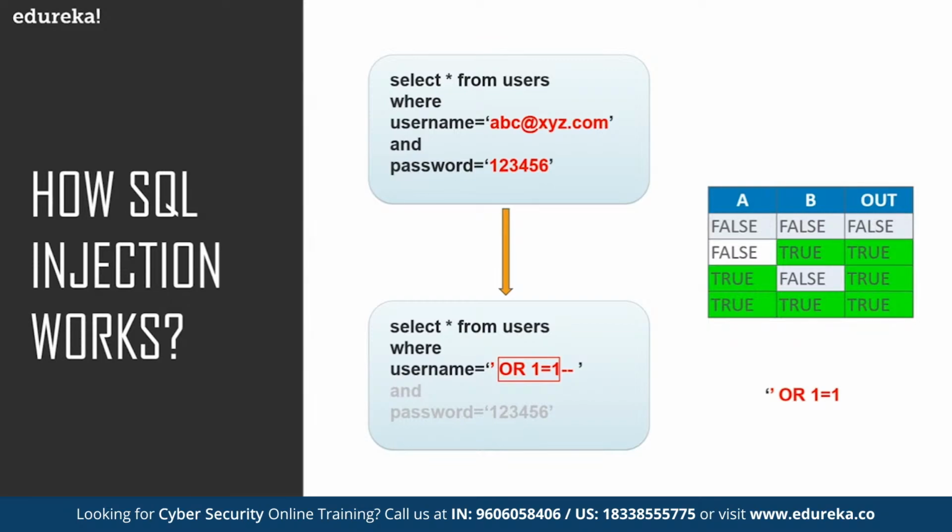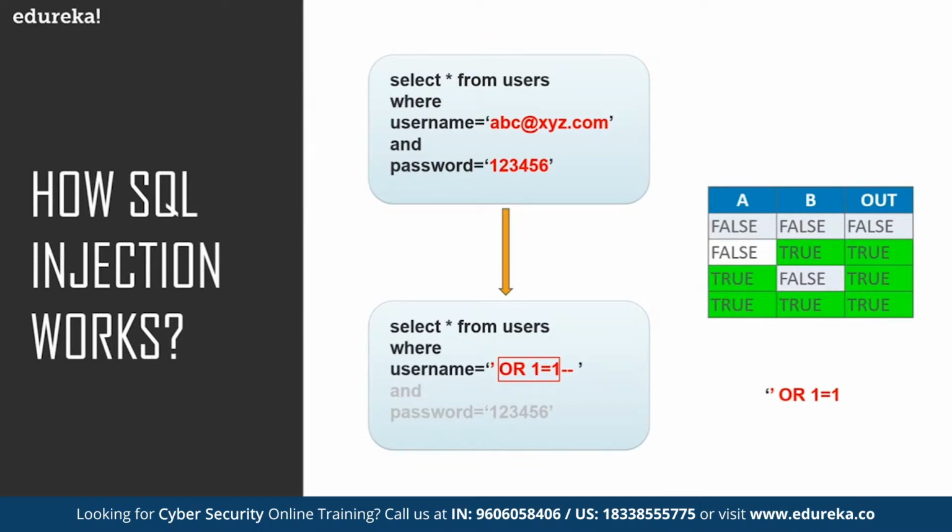Now if you see this, there are two inputs. There's the OR function, with one input on the left hand side and one input on the right hand side. What we are interested in is the statement to the right hand side of the OR function, that is 1 equal to 1. This is a statement that will always return true because 1 is always equal to 1.